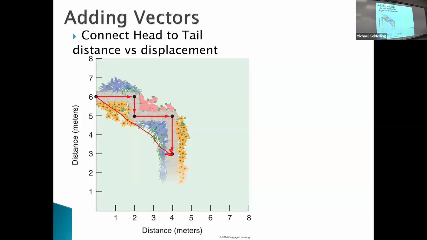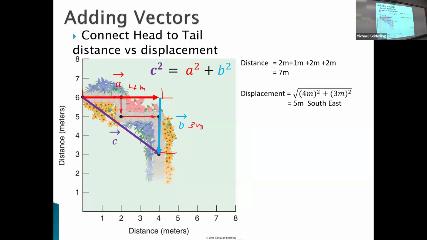When you add vectors, you can connect them head to tail. And there's a difference between the distance you travel and the displacement. So here is an example where you're connecting vectors head to tail. The distance is 2 meters plus 1 meter plus 2 meters plus 2 meters, which is 7 meters. But the displacement is going to be, you travel 4 meters to the right and 3 meters down.